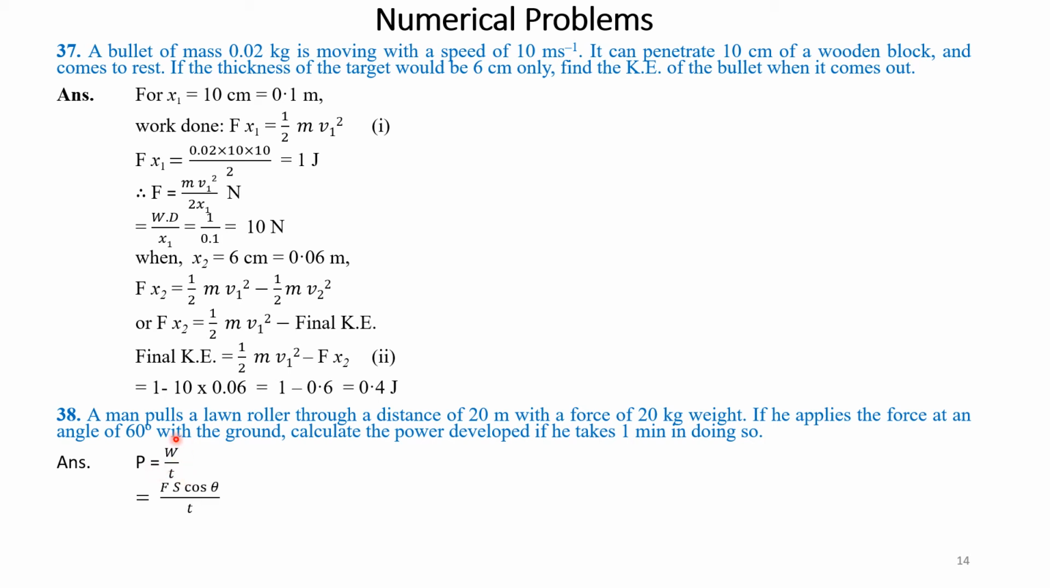Therefore, work done is force into distance into cos of theta, where theta is the angle with respect to ground. F is given, S is given, cos of 60 degrees we have to write, and T also we have to write in seconds. Substituting these values, F is 20 into 10, that is F is equal to mass into gravitational acceleration. 20 into 10 into S is 20 meters into cos 60 divided by 60 seconds. That is equal to 32.66 watts.